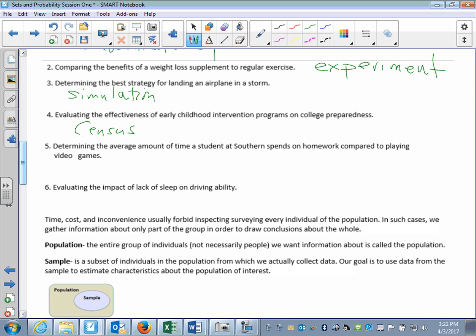Determining the average amount of time a student at Southern spends on homework compared to playing video games. Probably a survey on this one, but you'd have to make sure that you didn't maybe collect this information as the students were coming out of the computer lab.